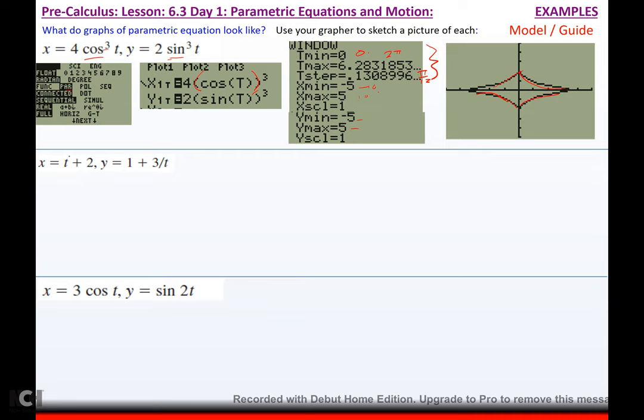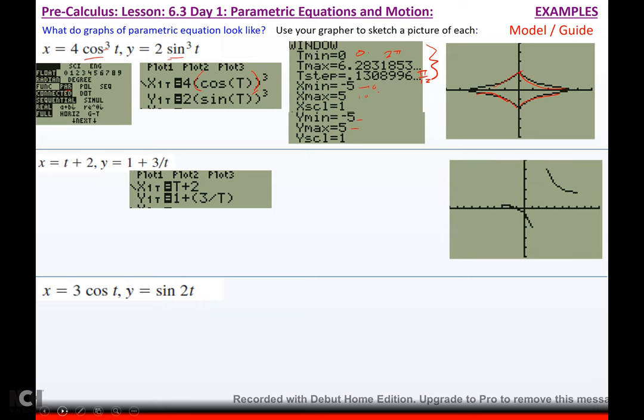Type in t plus 2 for x and 1 plus 3 over t for y. Again, be careful when you type it. That's how I typed mine. And then that was the graph I got. Well, that wasn't the graph I got. When I first graphed it, I didn't change the window or anything, and I just got these two short little lines. All right, so I wanted a better picture.